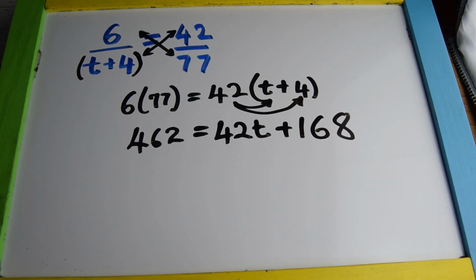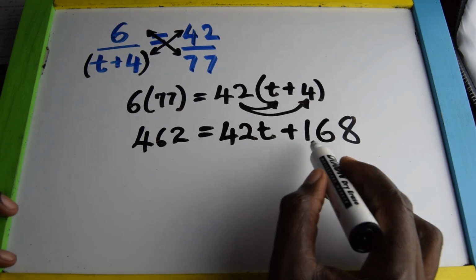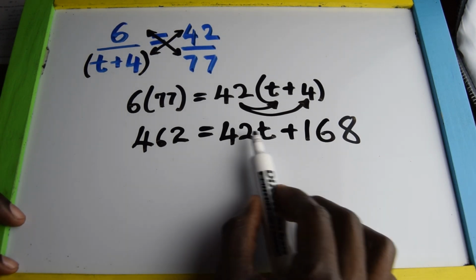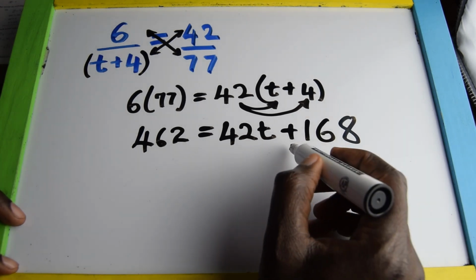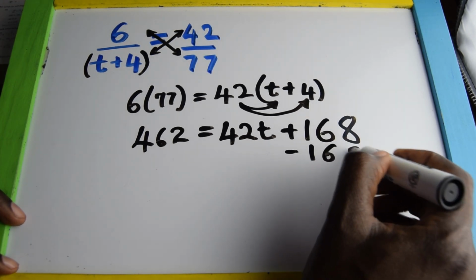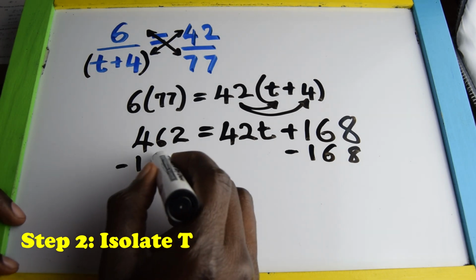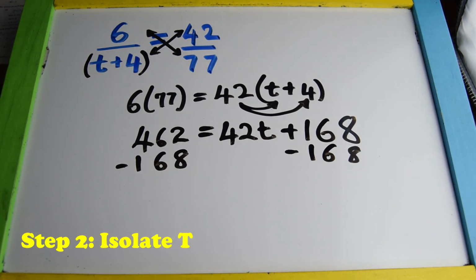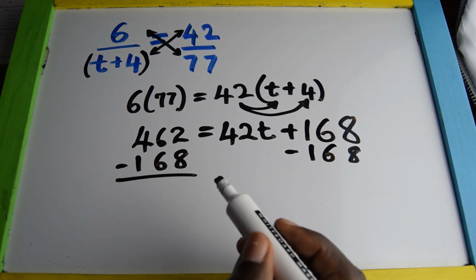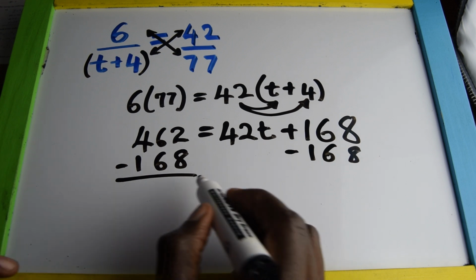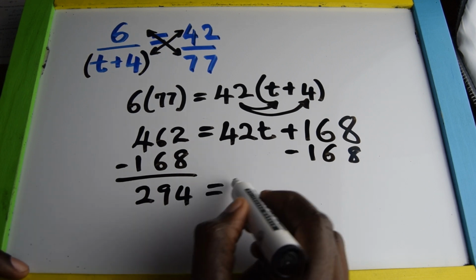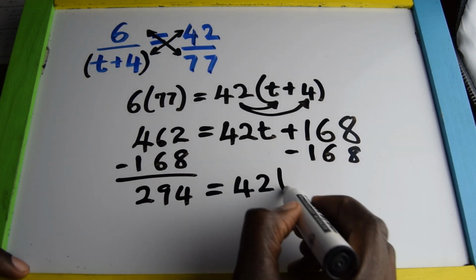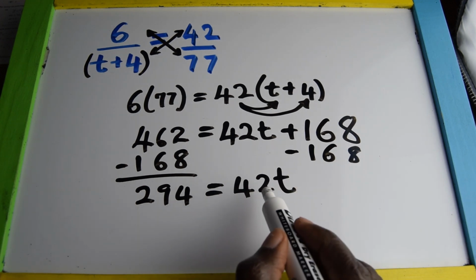Then the next thing I do is isolating t. I start by taking this to the other side. This is a plus here, so I do minus 168, minus 168. So if I subtract 168, what do I get? 462 minus 168, I get 294 is equal to 42t. And then how do I get t by itself?